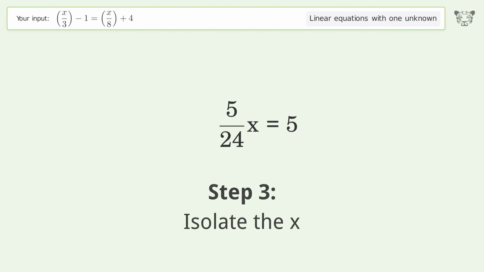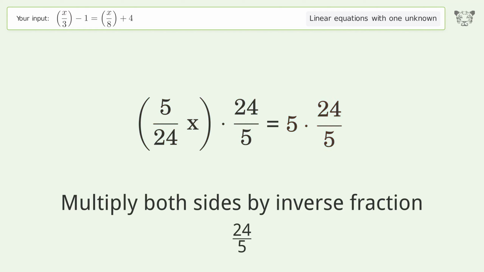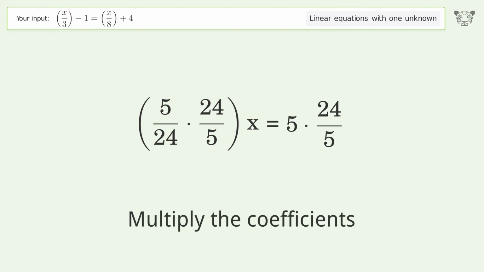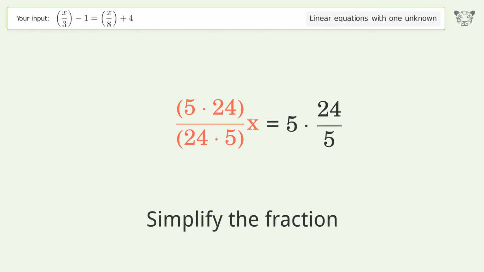Isolate the x. Multiply both sides by inverse fraction 24 over 5. Group like terms. Multiply the coefficients. Simplify the fraction.